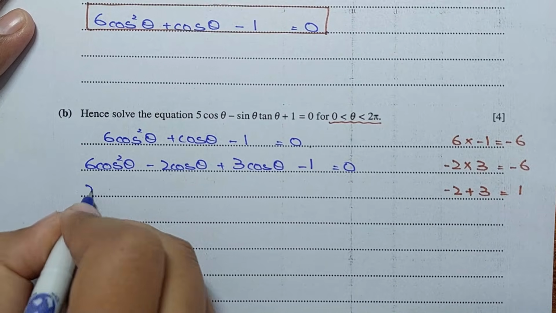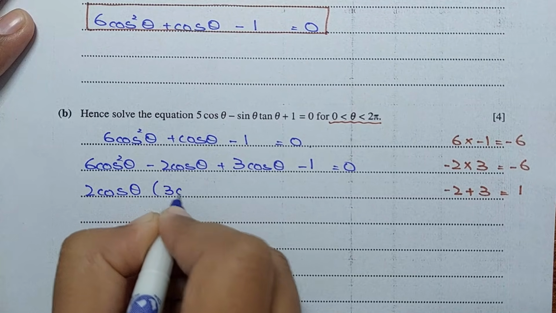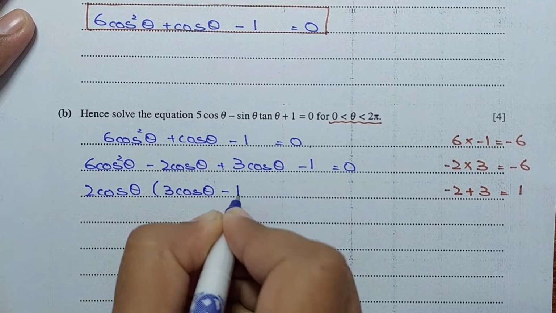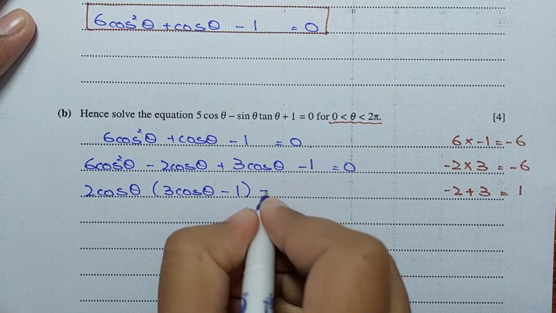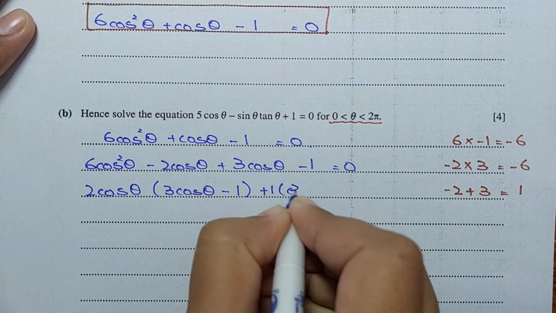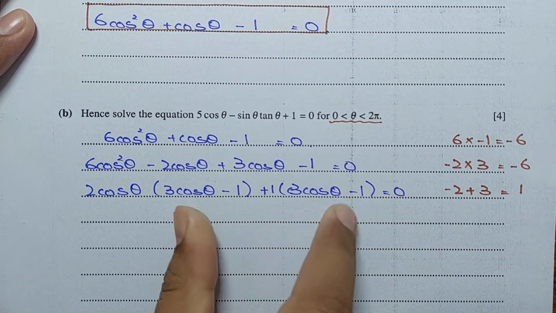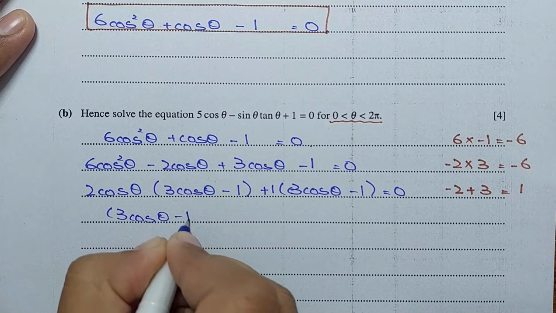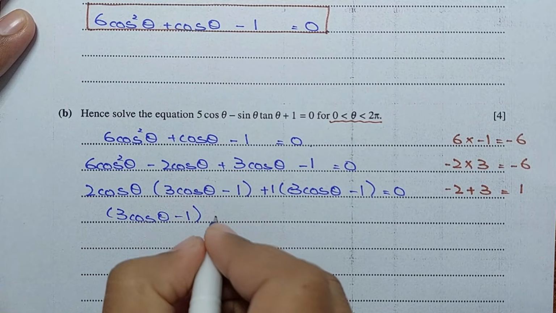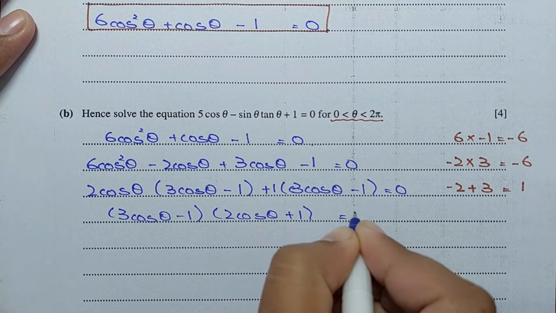Now we can take 2 common and cos theta common. So we are left with 2 times 3 is 6 and cos theta negative 1. So 3 cos theta minus 1 is already here. So just take plus 1 common. So these are the factors. 3 cos theta minus 1 is a factor and 2 cos theta plus 1 is a factor.